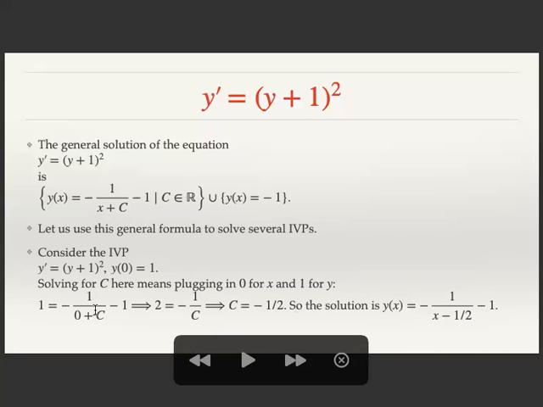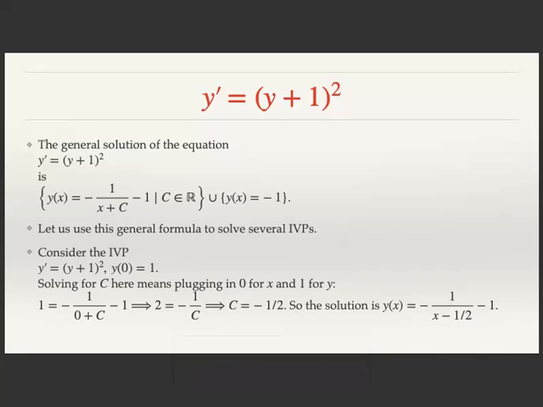So we found out what c is. The solution of this initial value problem is -1/(x - 1/2) - 1. I replace the constant by -1/2. This is the unique solution of this initial value problem.